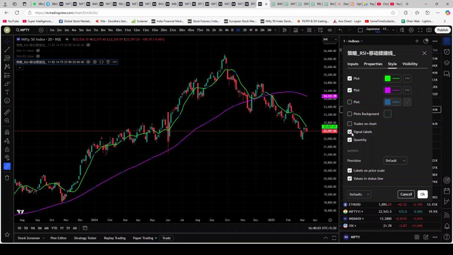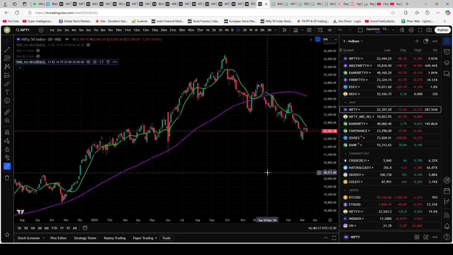Signals and labels I don't want. Quantity also I don't want. And then this will look like this, and this also I don't want. So basically we want these two plots. Now these are nothing but simple moving averages, 11 and 82. All right, and then if you click on OK, it'll look like this.